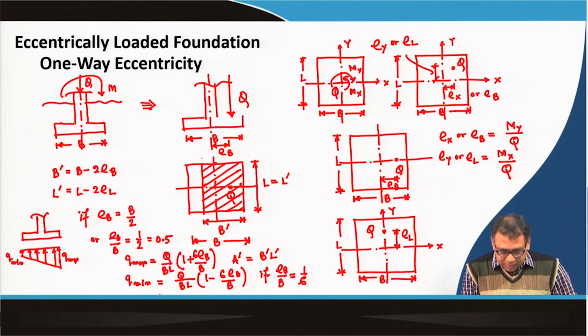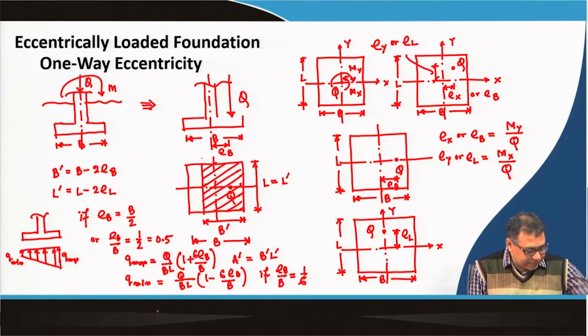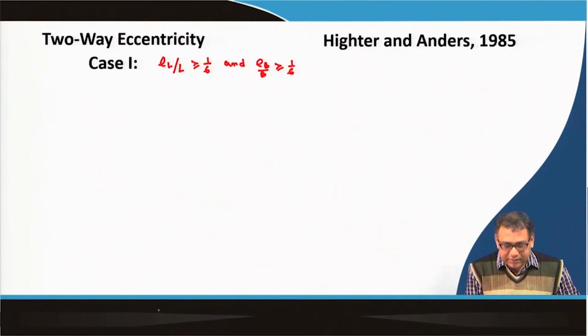So, now I can write the other cases. The first case is taken as e_L by L greater than or equal to 1 by 6 and e_B by B greater than or equal to 1 by 6, because this limit is considered important, as I mentioned: these two values, 0.5 and 1 by 6.